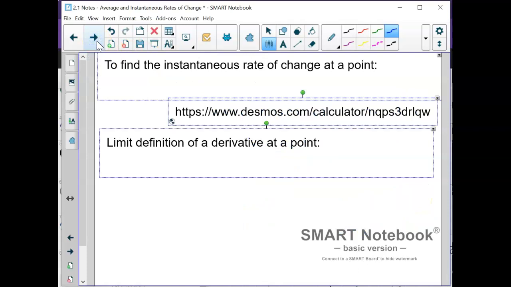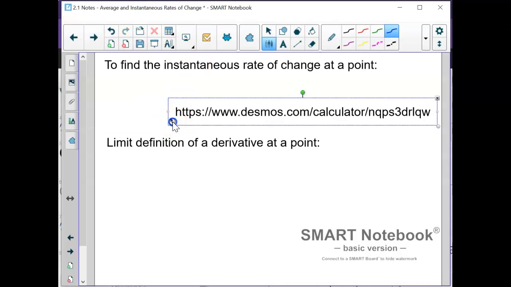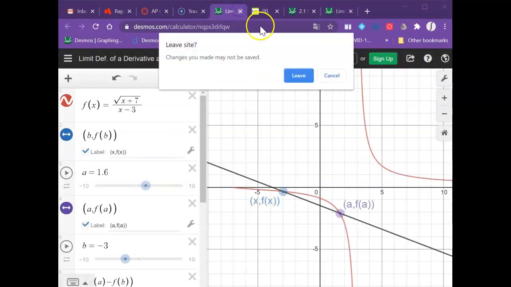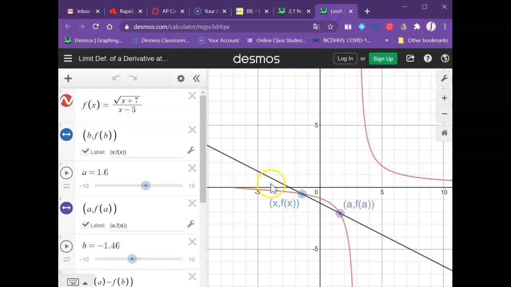Okay, so let's switch from average rates of change to instantaneous rates of change. So I'm going to bring up this other Desmos graph here. All right, what I have here is a graph of a rational function. The equation of this rational function is over here. It's f of x equals the square root of x plus 7 over x minus 3. It really doesn't matter that much what that graph is. We could do this with any graph, really, as long as it's continuous at the points we're looking at.